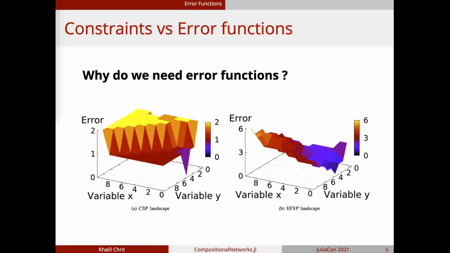An error function specifies the degree of dissatisfaction of constraints. In other words, how far are we from finding a solution satisfying the constraints. So a well-designed error function will help us in converging faster towards better quality solutions. This graph illustrates the idea. It's comparing constraint satisfaction problem and error function satisfaction problem landscapes.